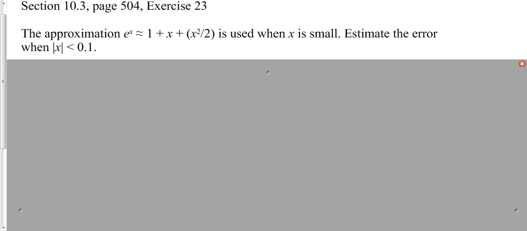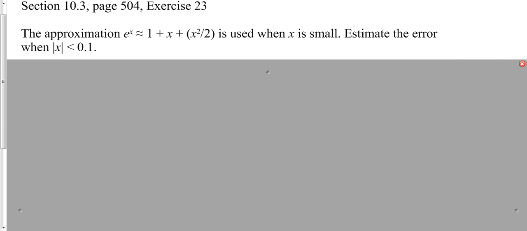All right, let's do section 10.3, page 504, exercise 23, which reads: the approximation e to the x is approximately 1 plus x squared over 2, is used when x is small. Estimate the error when the absolute value of x is less than 0.1.